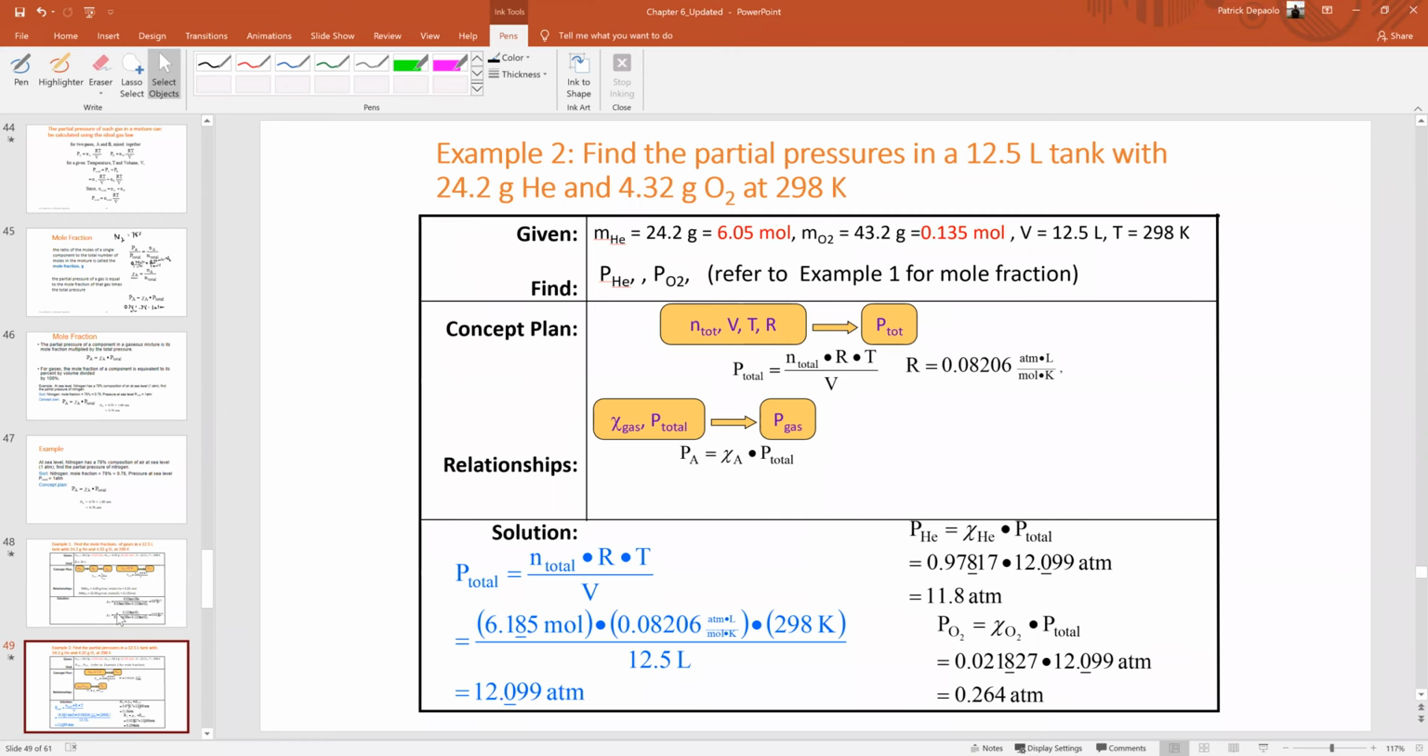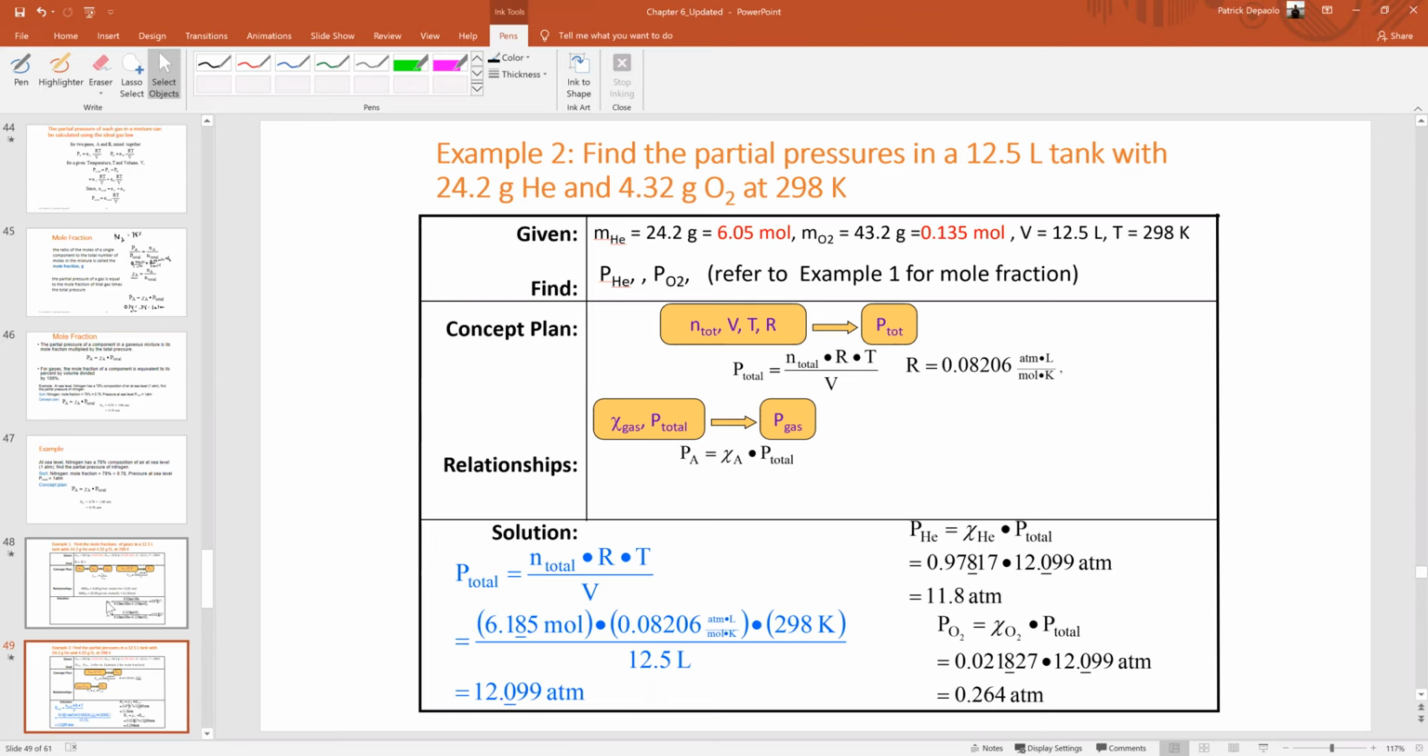Then you can do the same thing with partial pressures. Find the partial pressures in a 12.5 liter tank with that much stuff in it. You can use the same numbers. Basically, there are different ways to approach it. You can figure out the partial pressure of each gas using PV equals nRT for each gas. You don't have the pressure, so you can find P1 using the moles of helium, the temperature, and the volume.